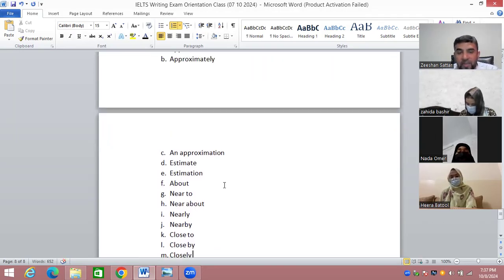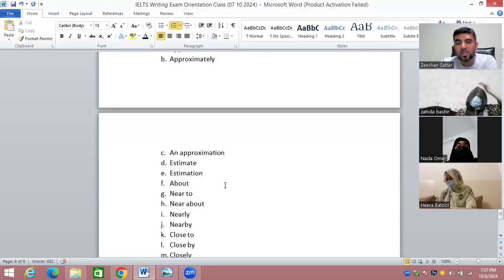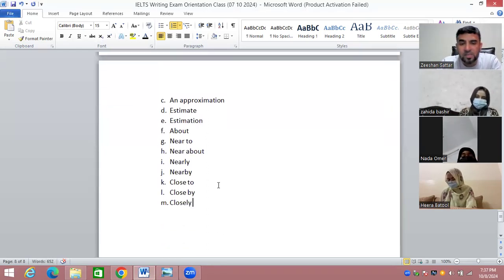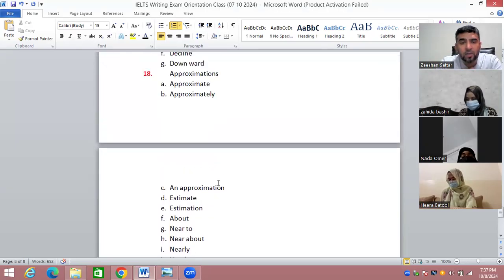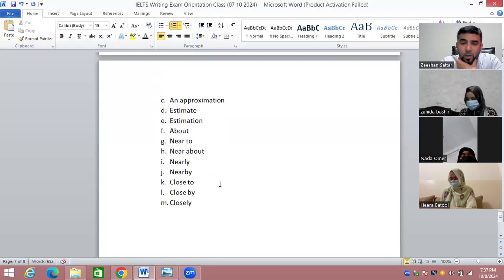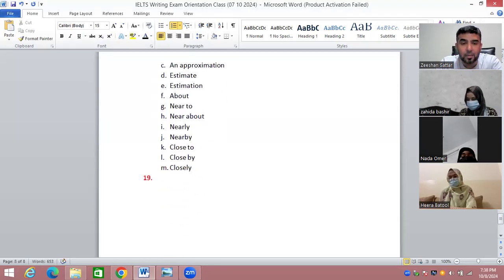You won't believe that in the first question, the summary question, there will be 14 approximations set by the examiner to see how strong you are in using multiple synonyms for only one specific case. So these are the synonym words that can be used for approximation. Number 19.